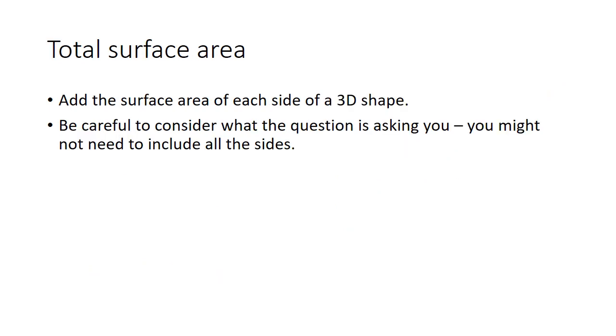Now the total surface area is the next idea, and this is where we are adding up the surface area of each side of a 3D shape. Now you won't need to think about ones that are really complex, but you've got to consider that there might be a lot of sides that you've got to add up. Also be careful with what the question is asking you, because you might not need to include all the sides. So, if you were going to have to paint a house, you don't have to paint the ground underneath the house. So you'd be thinking about the walls and the roof. If you were doing something with a swimming pool, then obviously a swimming pool has a bottom, but it doesn't have a top.